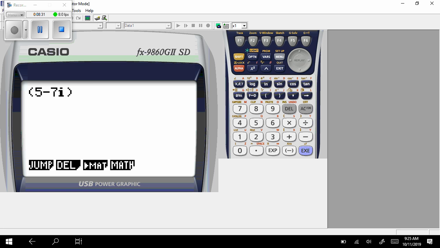5 minus 7i, 6 plus 9i, and it can multiply it out. We get 93 plus 3i, which is A.